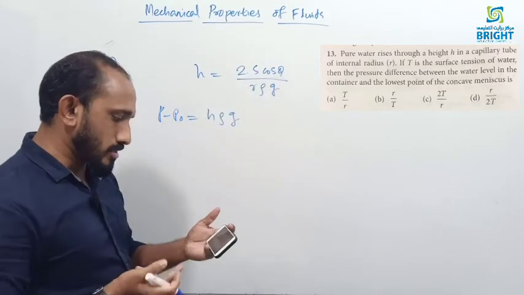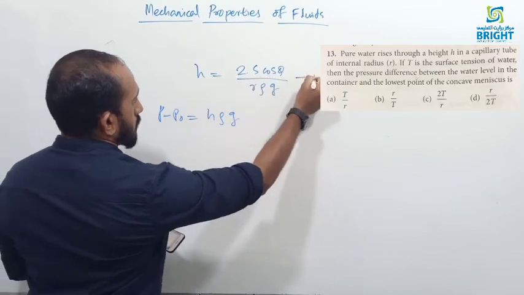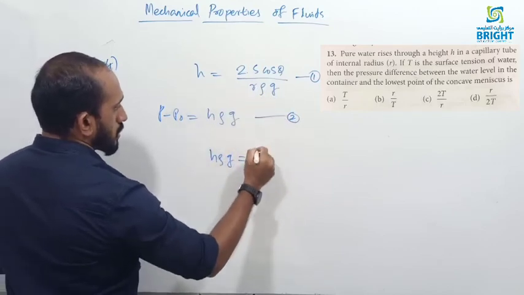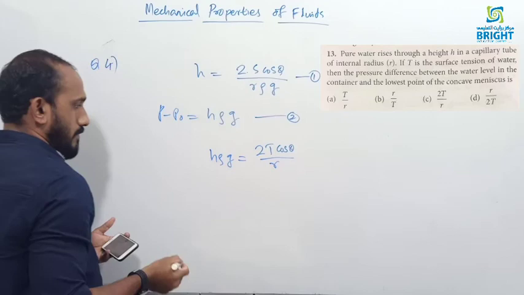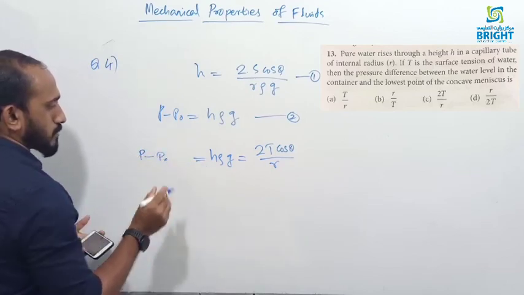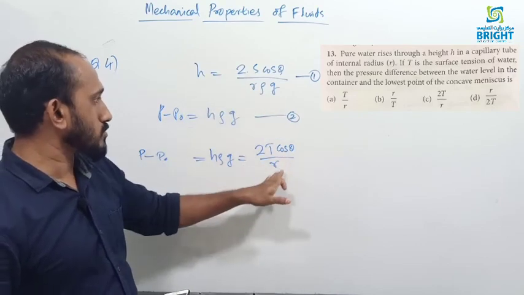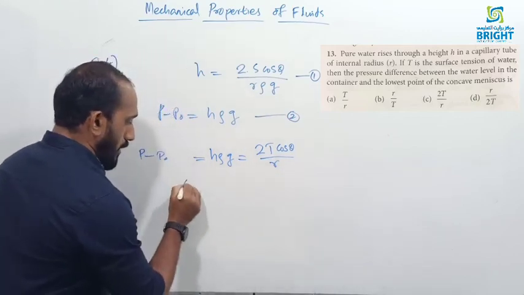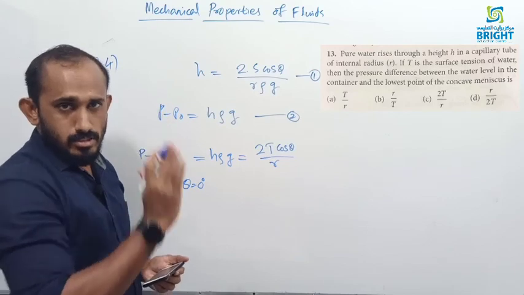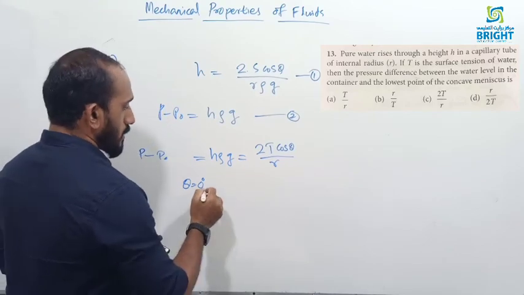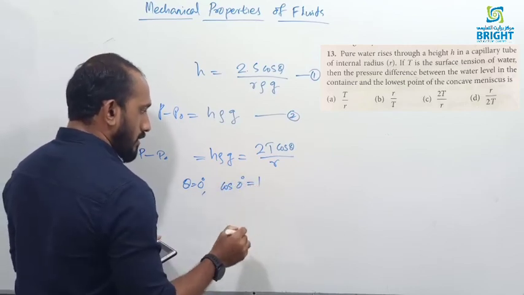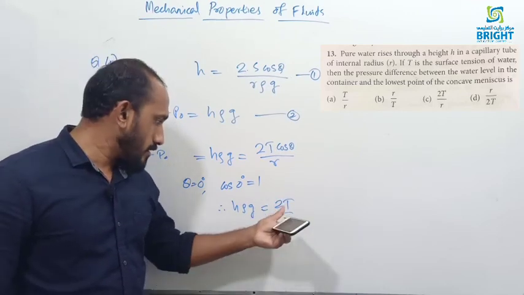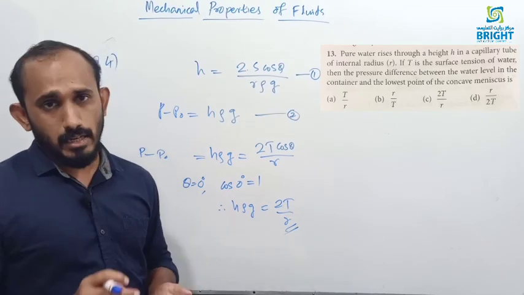Here S is the surface tension and in the question it is given as T. If you rearrange these equations 1 and 2, you will get h rho g is equal to 2T cos theta by r. So this is the pressure difference P minus P0. This theta is the angle of contact. For water, theta is equal to 0 degree, so cos 0 degree is 1. Therefore, h rho g is equal to 2T by r. So pressure difference will be 2T by r. Option C is correct.